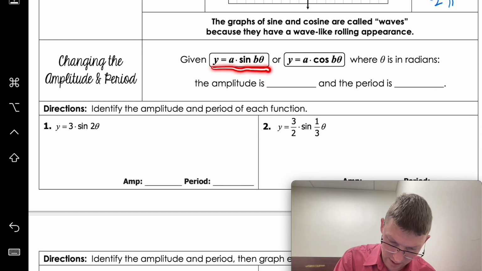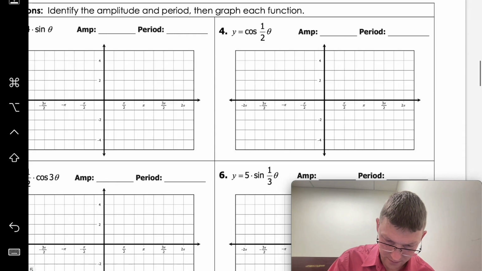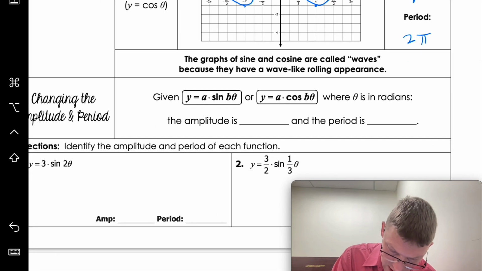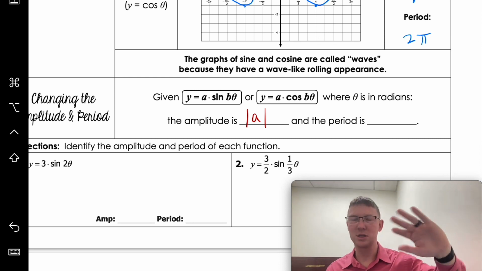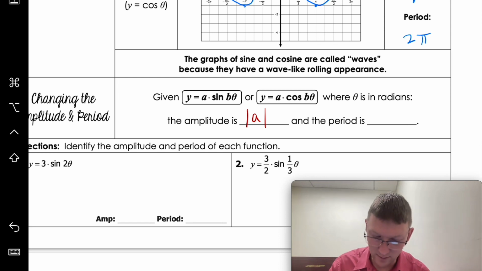If we are given this equation right here, this A is going to be our amplitude. So we're going to say the amplitude is the absolute value of A. Let's say if you have a -3, your amplitude would be 3. It's just going to be reversed, or mirrored over the x-axis. So that's why we do the absolute value there.